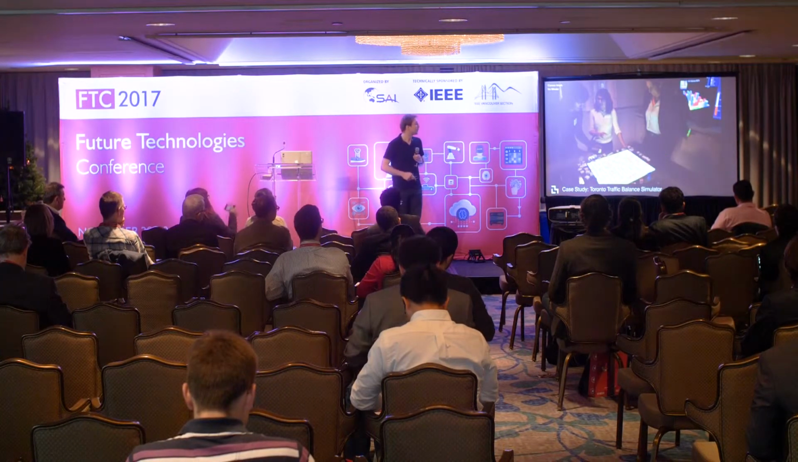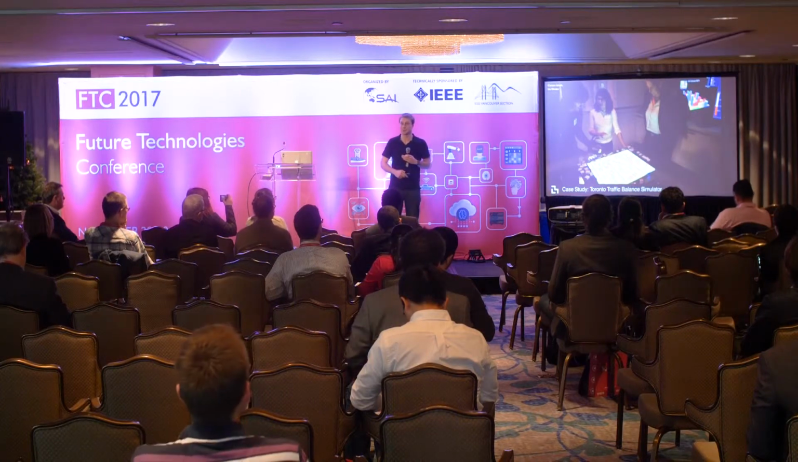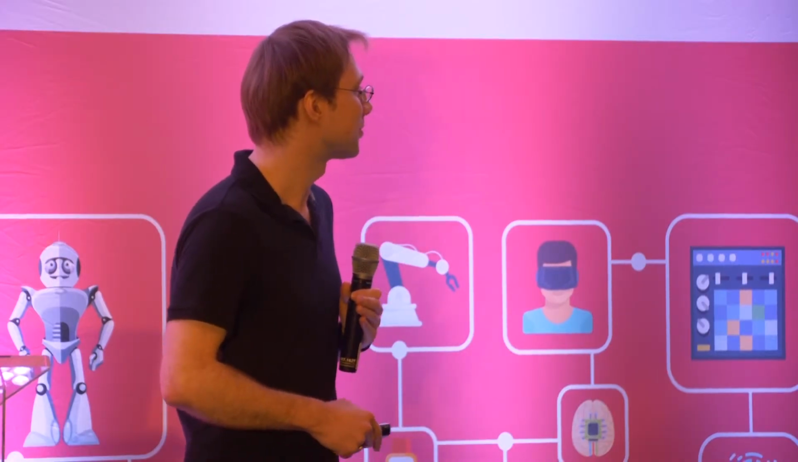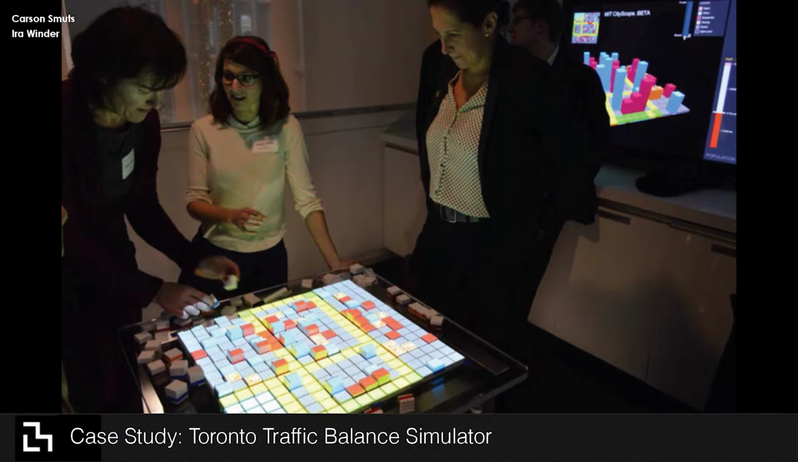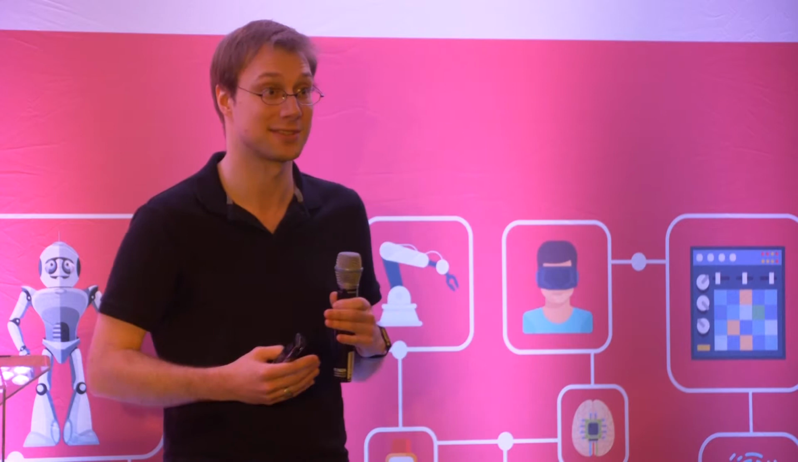This is actually my Toronto, Canada example right now. This is something we did for Toronto, where we built a version that allowed people to place residential and office buildings in a dense environment and see how that might affect the traffic balance at a relatively neighborhood scale.